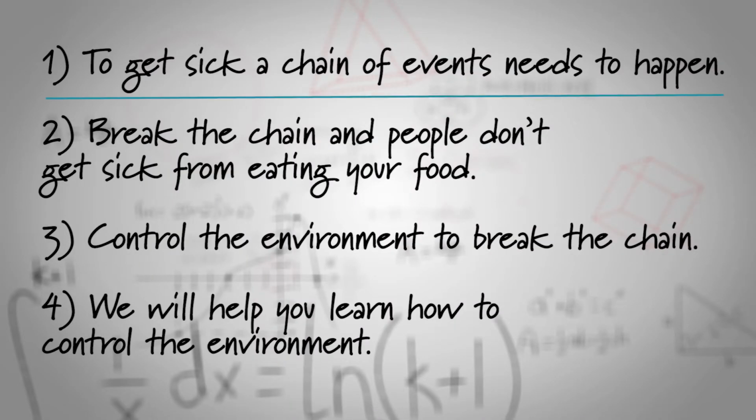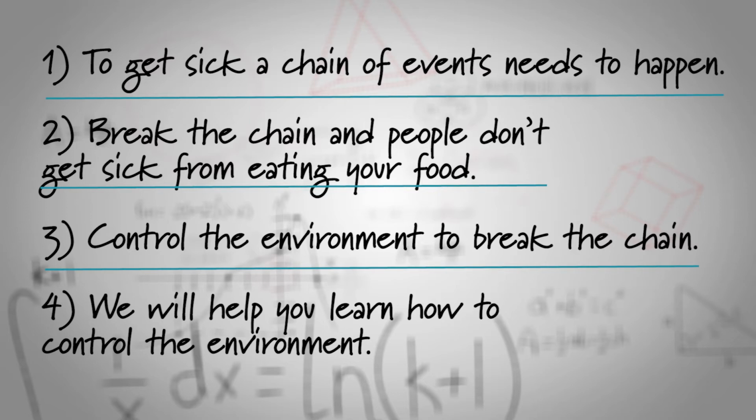So, in summary, to get sick, a chain of events needs to happen. Break the chain, and people don't get sick eating your food. Control the environment to break that chain. You need to control the environment, and we will help you learn how to control that environment.